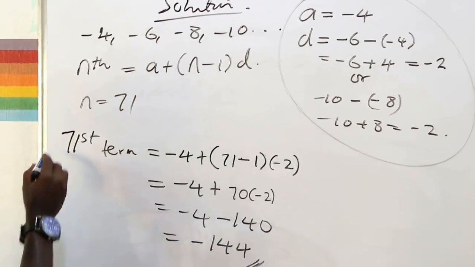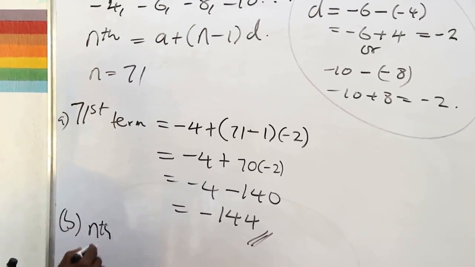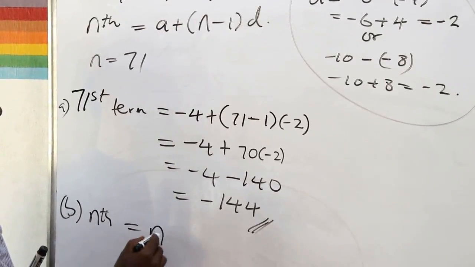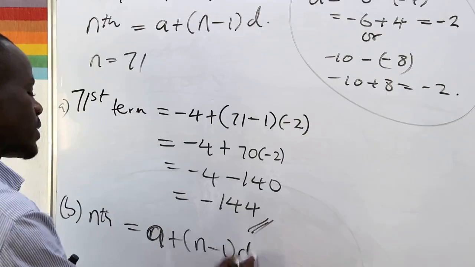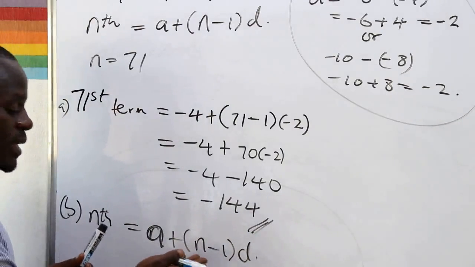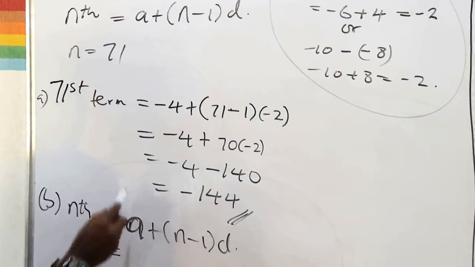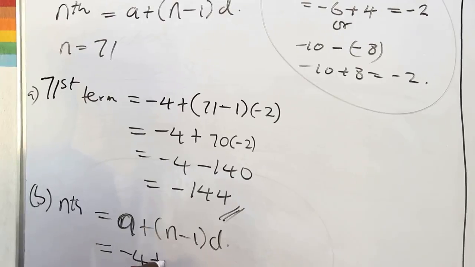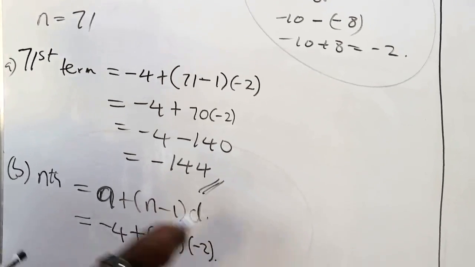Then the B part now. In the B part, we have to find just the nth term, and the nth term is a plus (n minus 1)d. We need only a and d. That is, our answer is going to be in terms of n, since we don't know what n is. So we have our a as minus 4 plus (n minus 1), our d is minus 2.